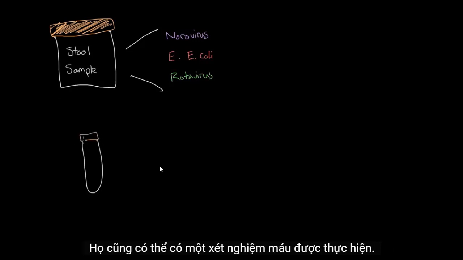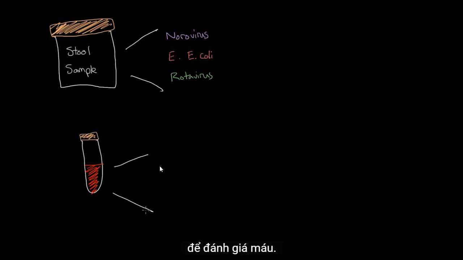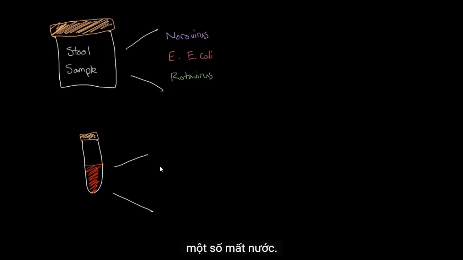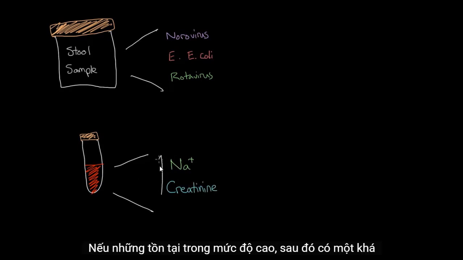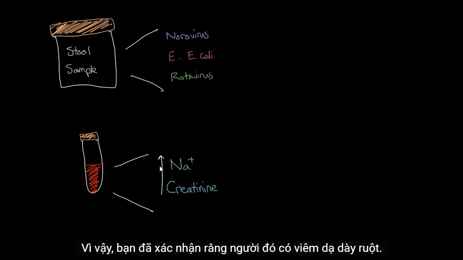They can also have a blood test done. So they may actually send this off to a lab, right, to evaluate the blood. When you look at the blood, you're not actually looking for the virus. You're looking for signs that the person may have some dehydration. That would include high levels of sodium and creatinine. If these exist in high levels, then there's a pretty good chance that the person is dehydrated. So you've confirmed that the person has gastroenteritis.